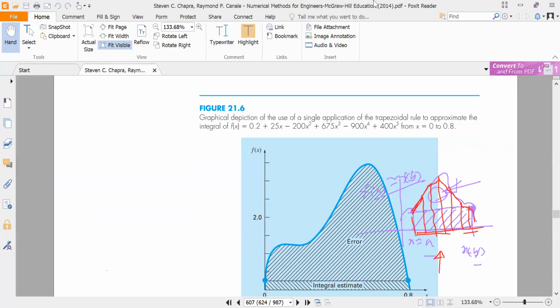Are you seeing the screen? Yes, sir. You are sharing the book. Yeah.